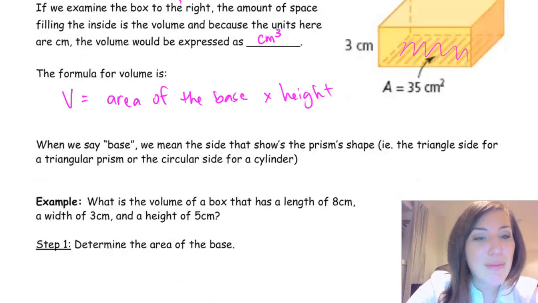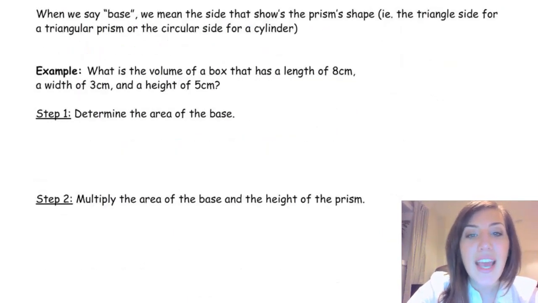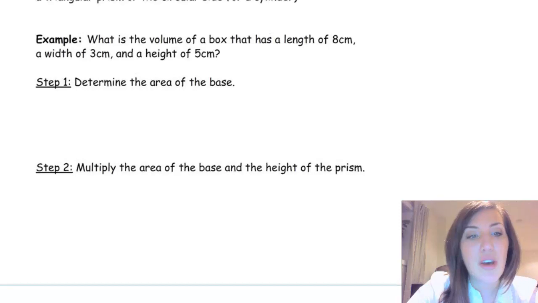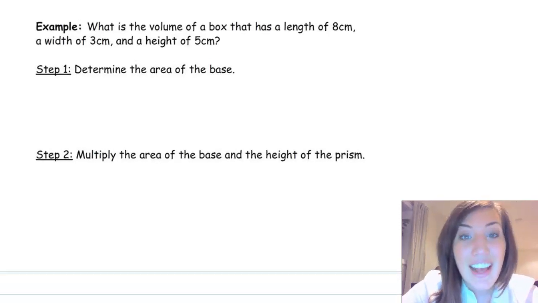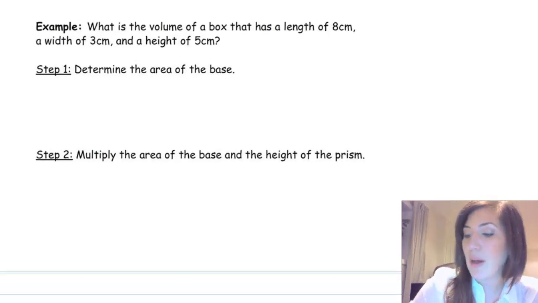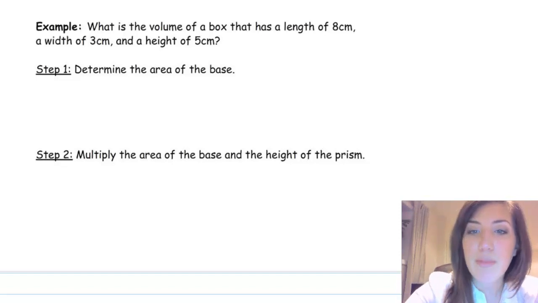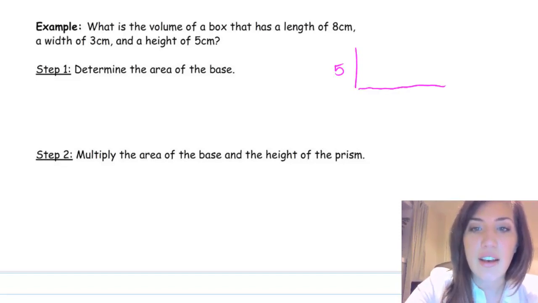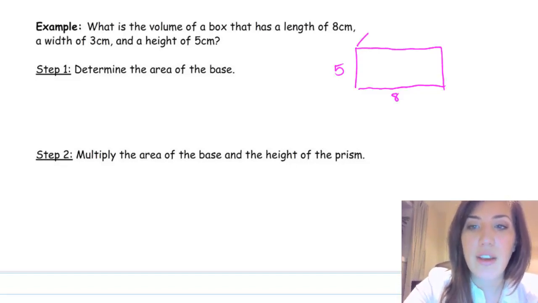So let's try an example here. What is the volume of a box that has a length of 8 centimeters, a width of 3 centimeters, and a height of 5 centimeters? Well, let's draw this box first of all. We have a height of 5 centimeters, a length of 8 centimeters, and a width of 3 centimeters. So there we are, there's our box.